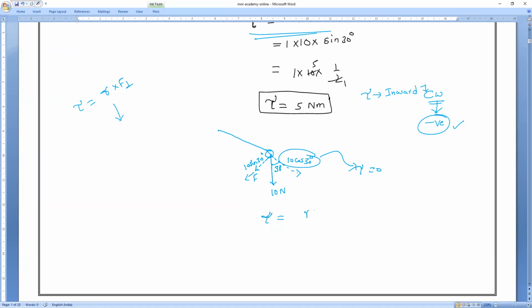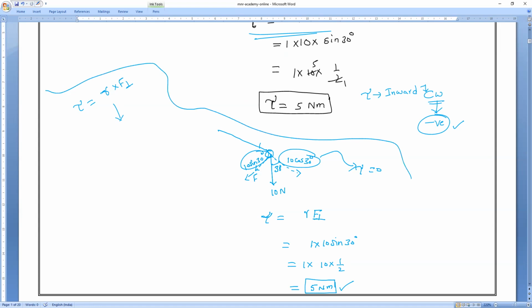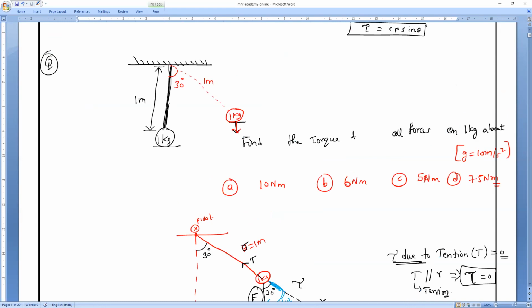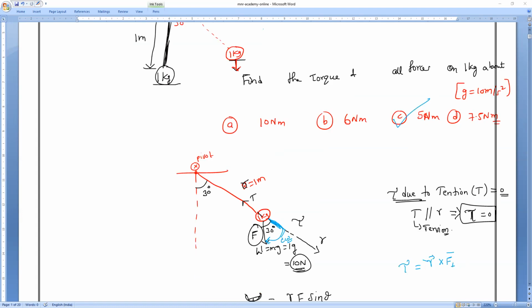So directly, T is equal to R into F perpendicular. F perpendicular means what? 10 sin 30. So directly you'll get it. 1 into 10 into sin 30 value 1 by 2, which is equal to 5 Newton meter. That's all. You can solve in any way, your choice. I think we are more familiar with this method, more convenient. Am I right? Whatever is convenient for you, you can proceed. So what is the correct answer, everybody? Option C. Okay, C.